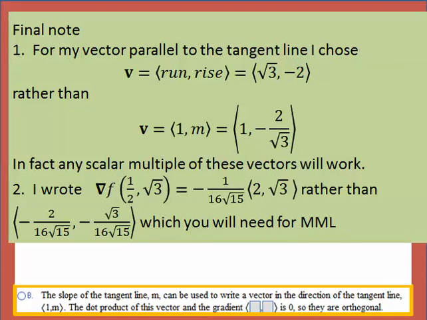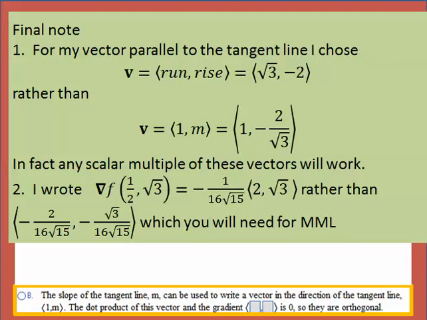Just a couple of notes. You might notice looking at this question, it says that for their vector v, they choose 1, m. That's fine. I prefer run, rise. But any scalar multiple will work. We just need to have that ratio of -2 over radical 3 for the slope.